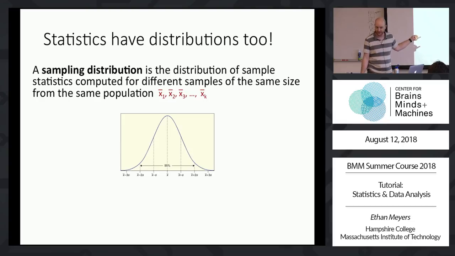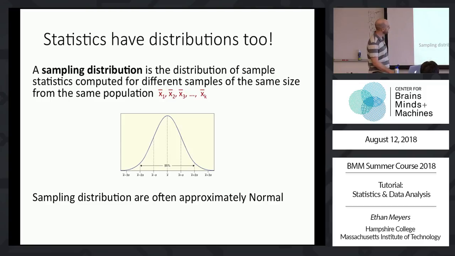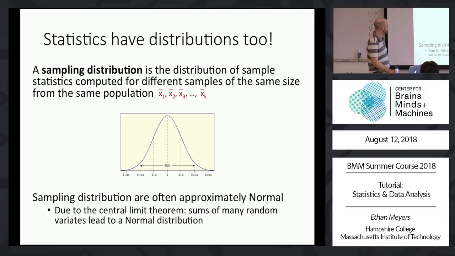Often these distributions are normal. I assume you went over the normal distribution in probability. It's one of the most common ones. So if you're computing, for example, means, under just very mild assumptions, often your statistics will have a normal distribution. And that's due to the central limit theorem, which is a theorem you can prove showing that a lot of statistics have this property.